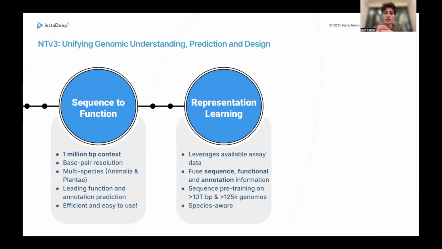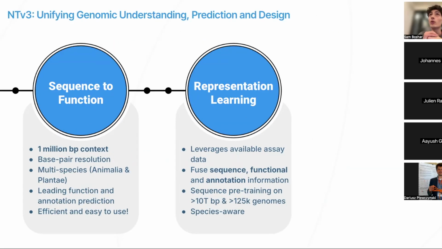The second point is on representation learning. We wanted to go beyond previous methods, and in addition to doing large scale pre-training on genomic sequences, so we trained on over 10 trillion tokens, or 10 trillion base pairs, and 125,000 distinct genomes, we also wanted to fuse functional and annotation information in this stage as well. So not just to predict it, but also to use it to inform the representations. And finally, we also wanted to make the representation species aware. We'll talk more about this later.